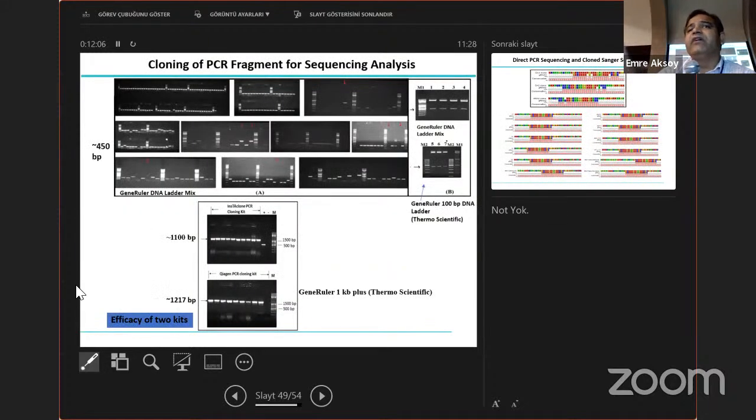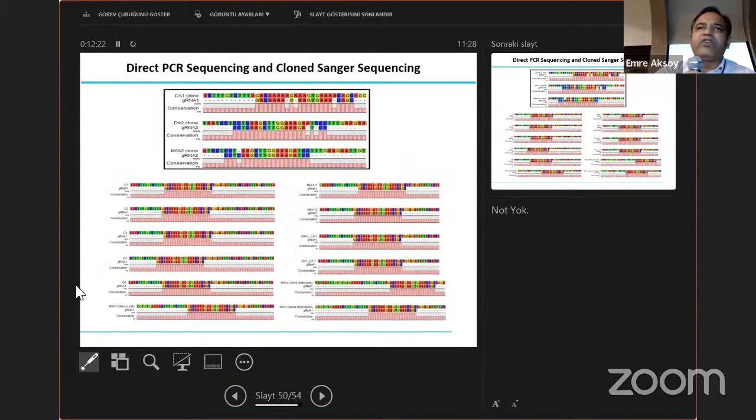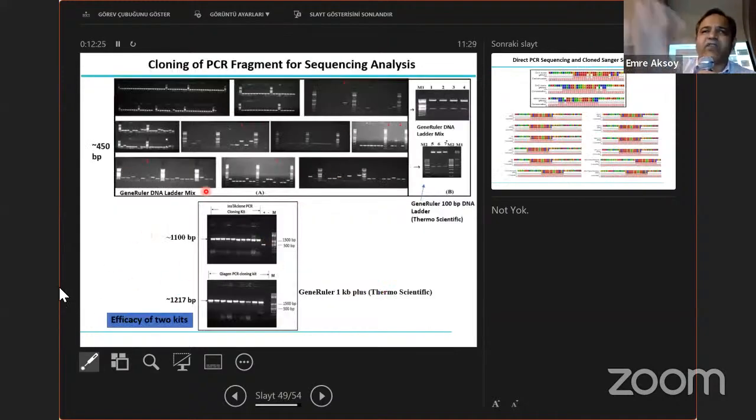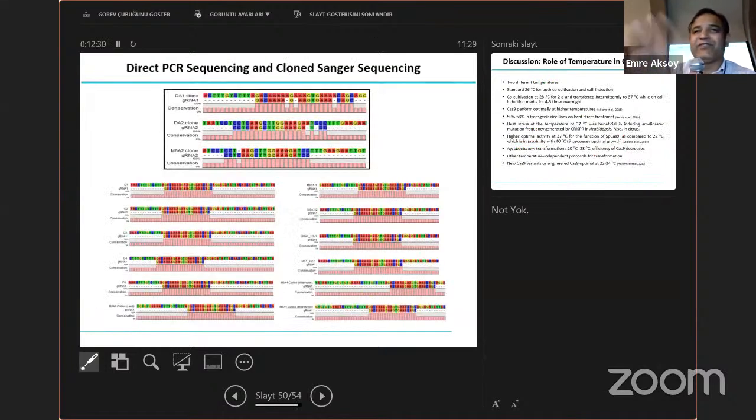Then these are some results from the calli. We tested our constructs, knockouts in calli, and we cloned. Actually, these are the results of cloning, and this sequence shows the insertions and deletions.